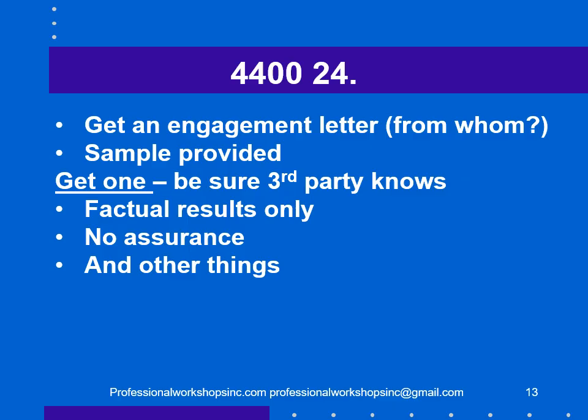There are very specific things in paragraph 24 that we have to include in the engagement letter, and these are things that we want to make sure the third party knows, so they have to sign the engagement letter. And for instance, that we're going to report factual results only, and we're giving no assurance. And why I would want to engage someone to give me no assurance, I don't know. And then there are another list of things that should be in the engagement letter. Very important. Get one, no question.